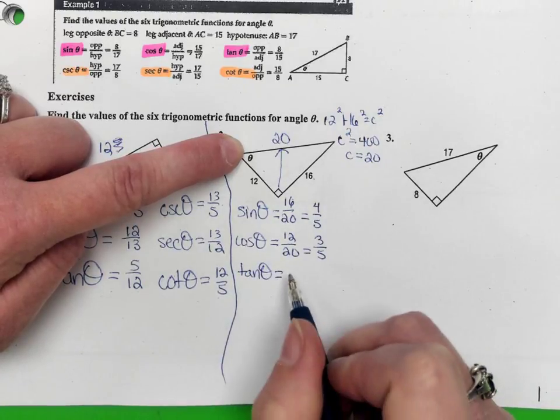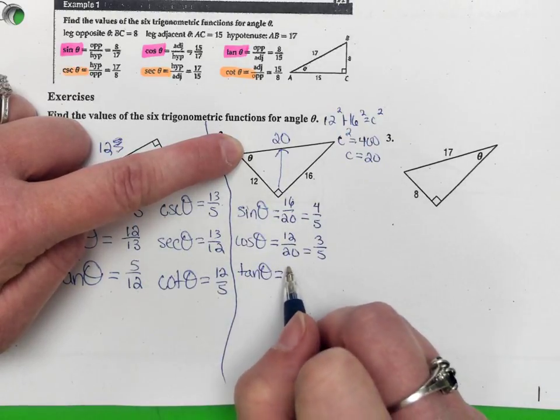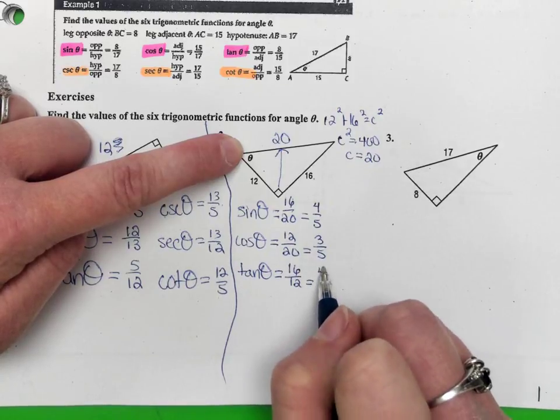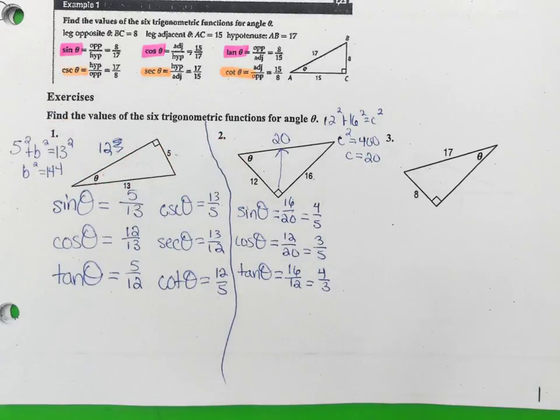All right, tangent, what's tangent? 16 over what? 12, very good. Those also reduced by 4 to give you 4 over 3.